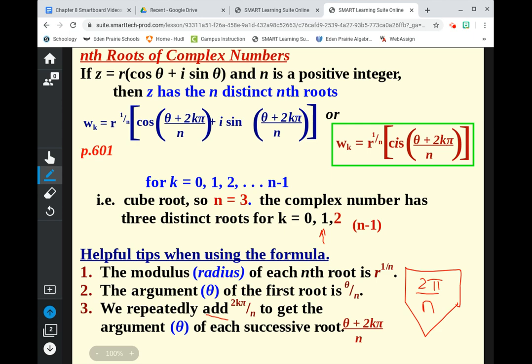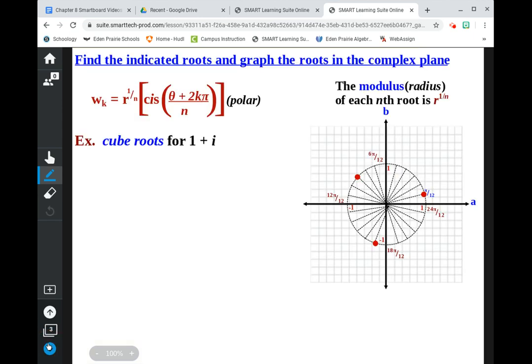We're spending a couple days on this, but it can be very, very simple if you understand about 2 pi over n. Okay, let's get to a few examples. So this one says, what is the cube roots? It says find the indicated roots and graph the roots in the complex plane. All right, so it says cube root for 1 plus i.